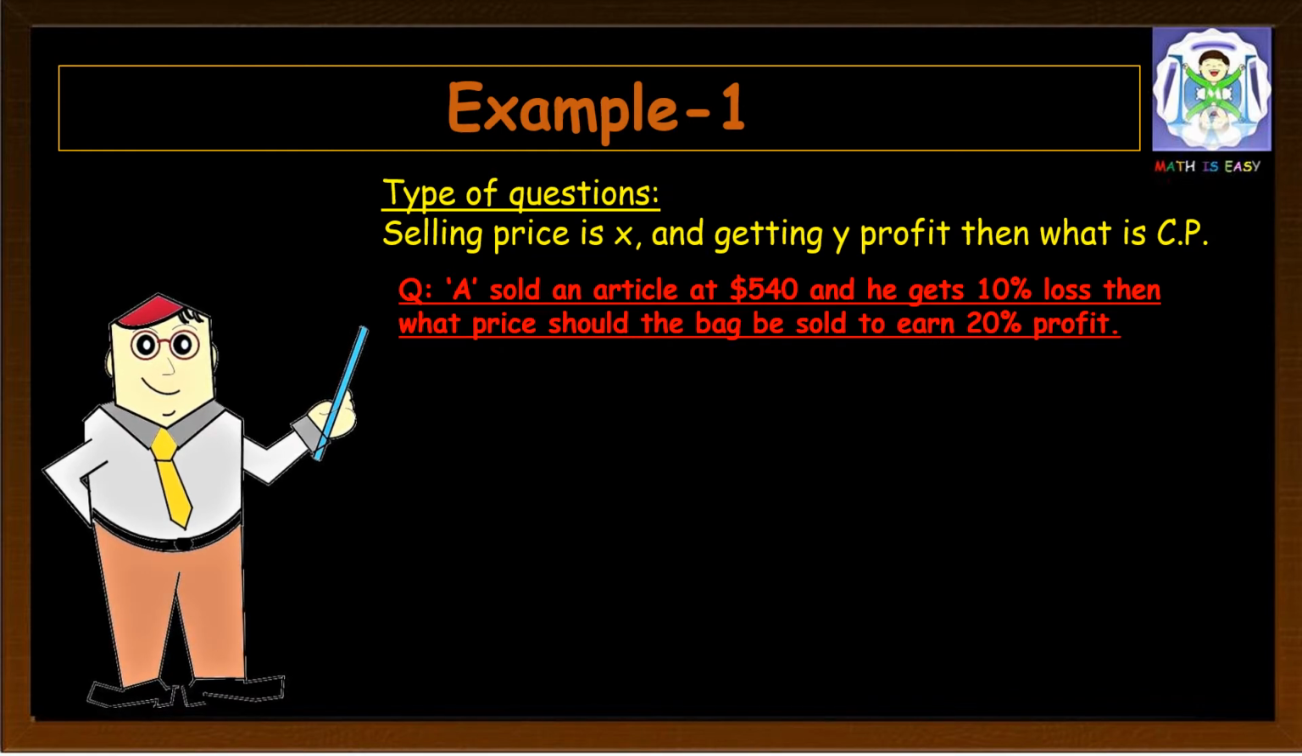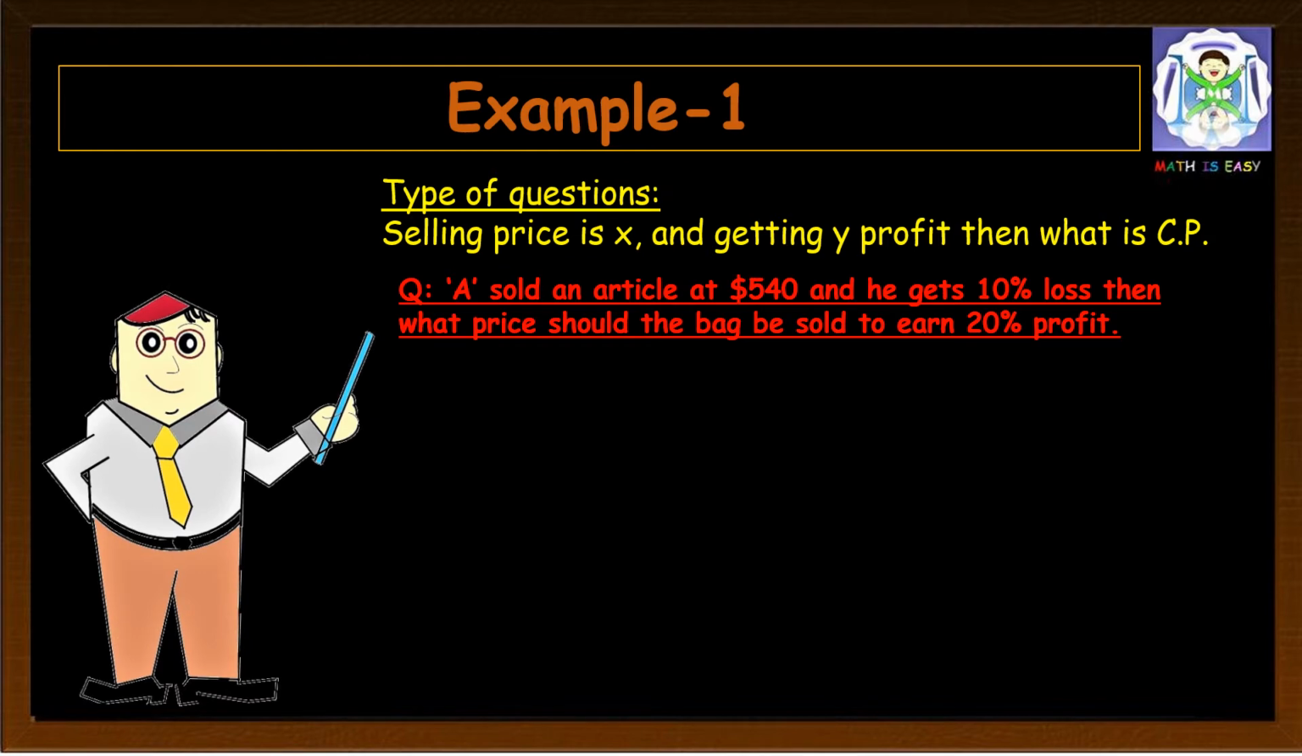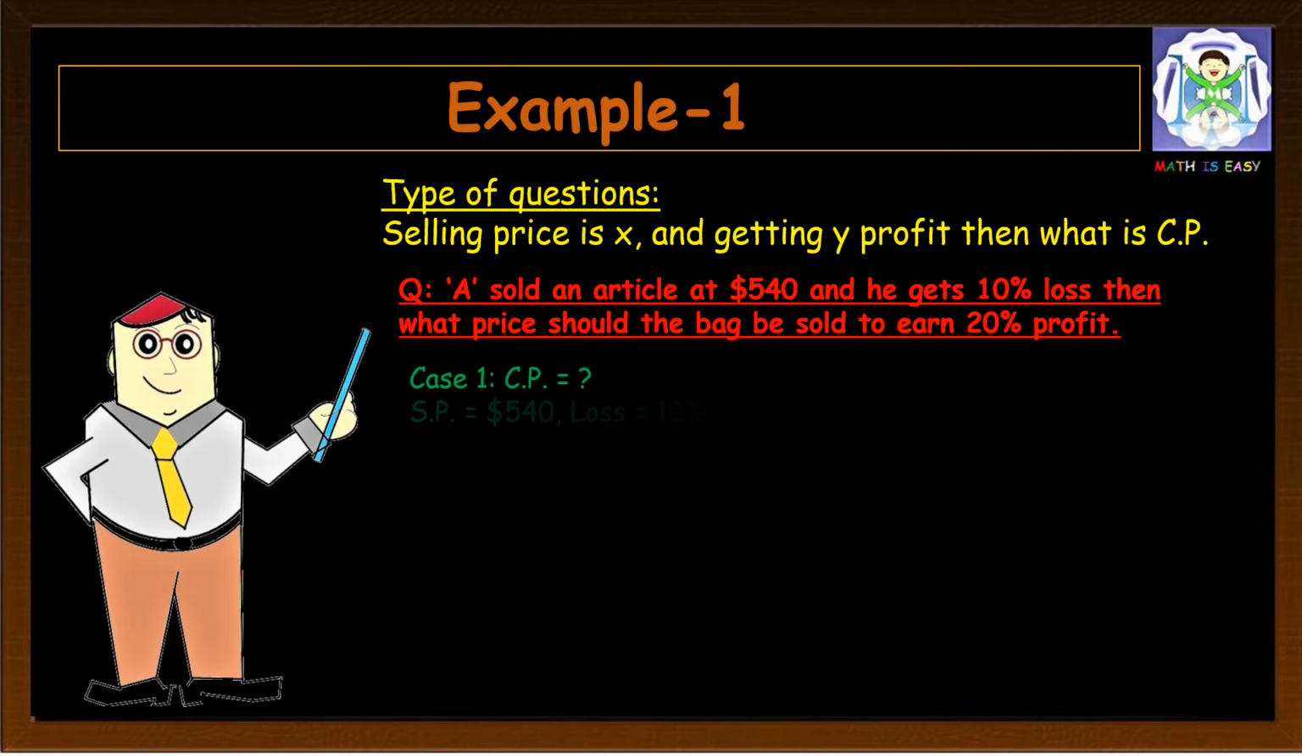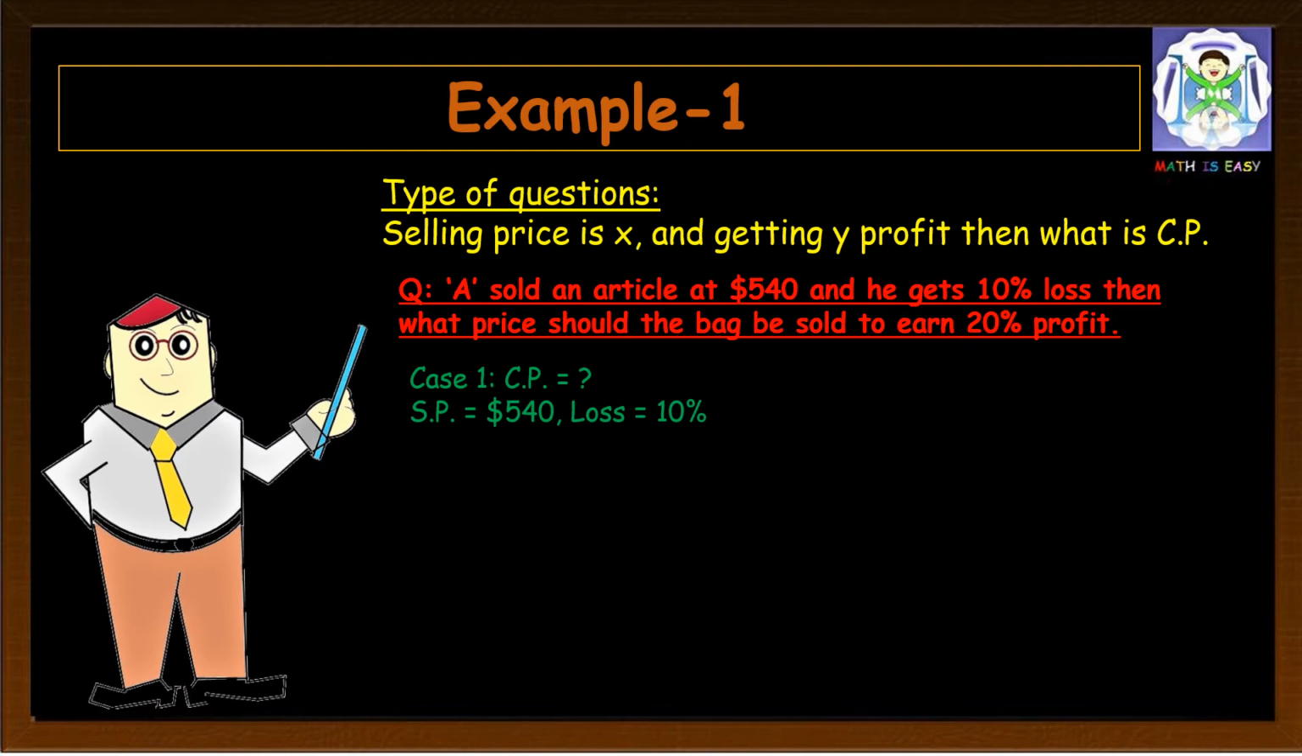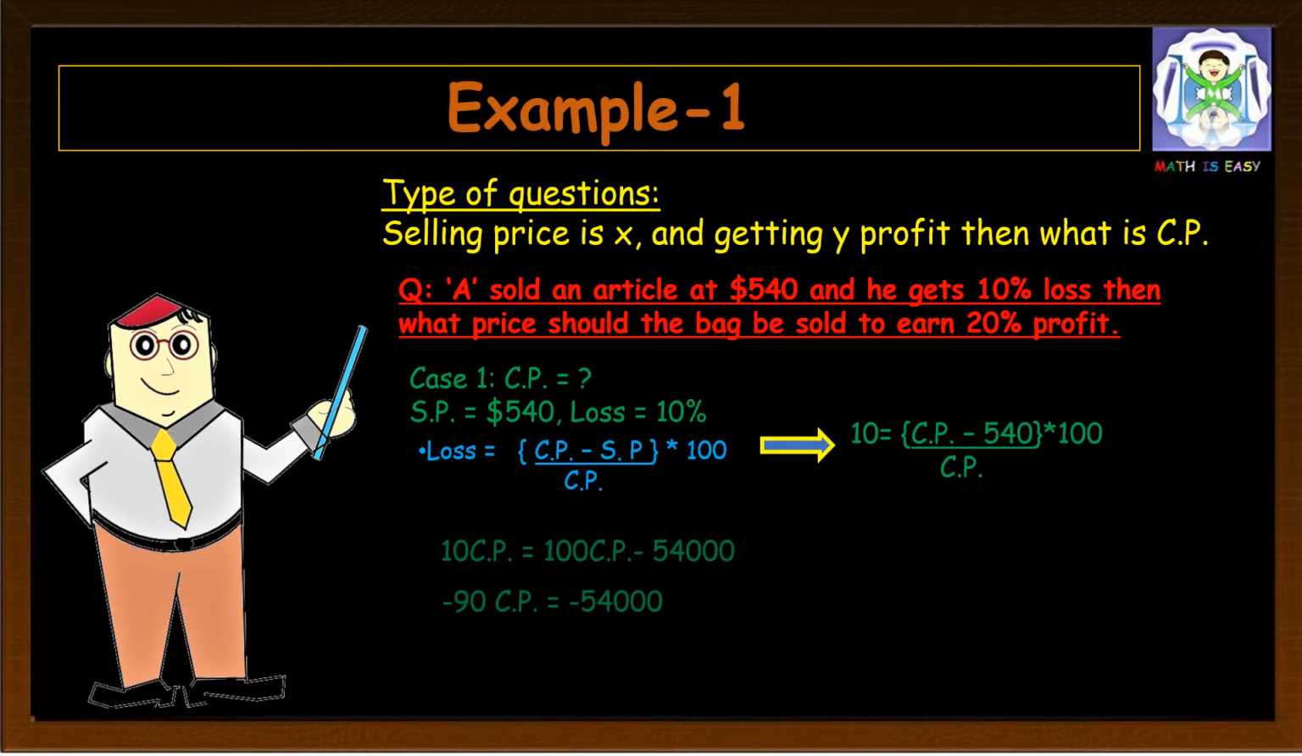Okay, so here we have two cases. In one case we have to find out the cost price. In the second case we have to find out the selling price. So case 1. Here the selling price is $540 and we have a loss of 10%. Okay, so we will use the formula which we have shown you earlier. The loss percent is equal to cost price minus selling price over cost price multiplied by 100. When you put these values in and do the cross multiplication, you come up with the cost price being $600.